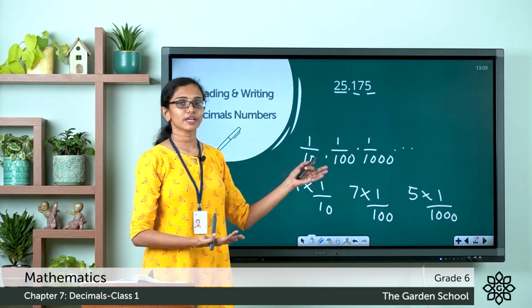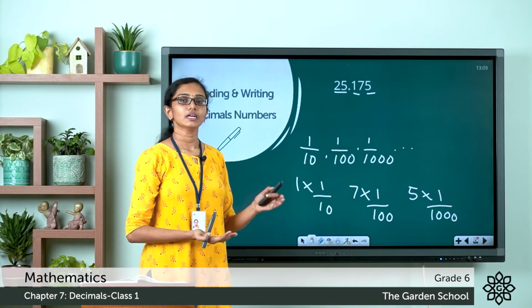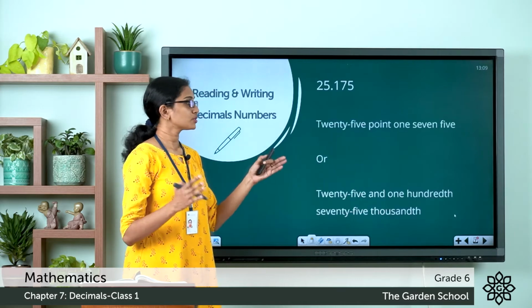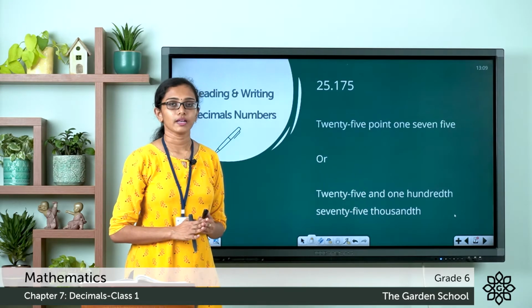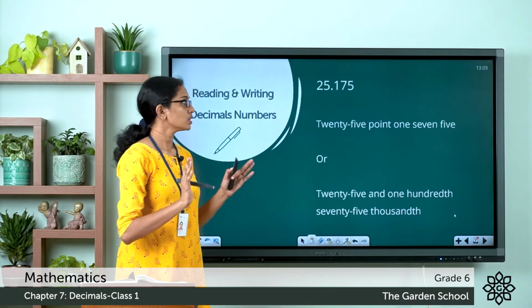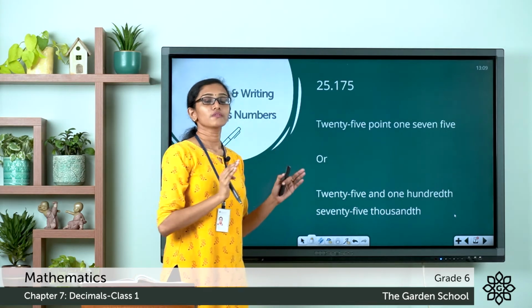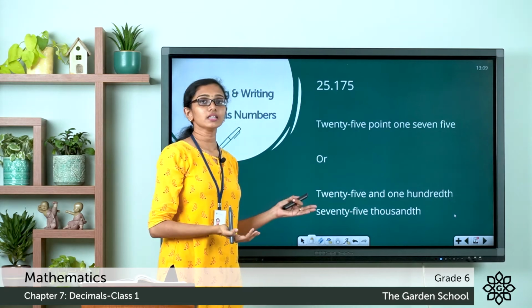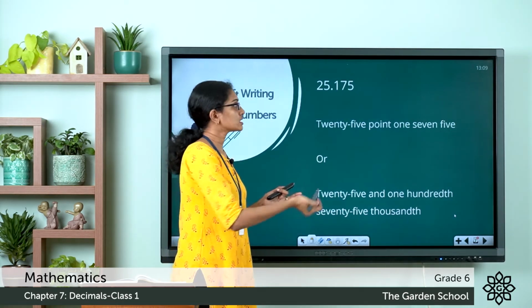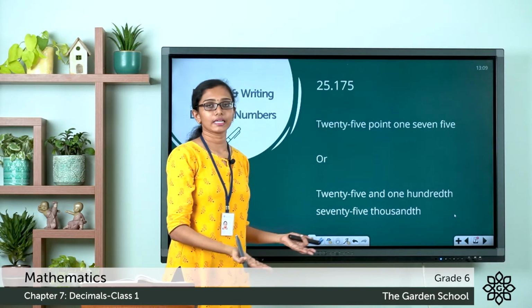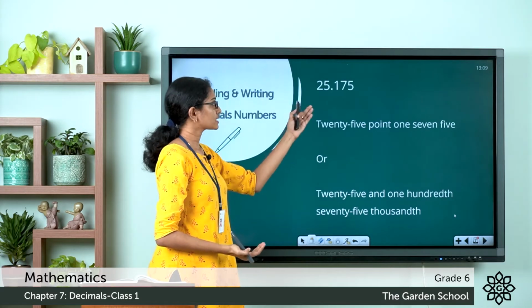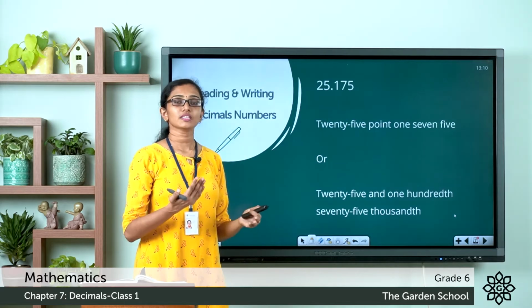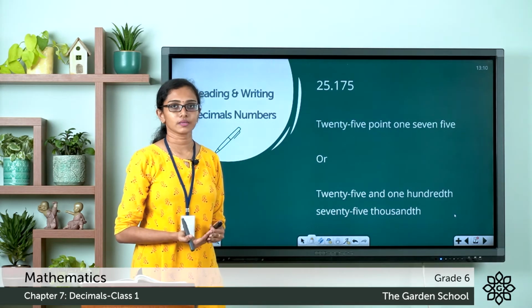Now that we know the place value of the digits in this number, let's see how we can read this decimal number. There are two ways to read a decimal number. The first method is to just read the whole number part followed by the word point to indicate this dot, and then you have to read the digits after the decimal point separately. So you can read this like 25.175. So that is one method to read a decimal number.